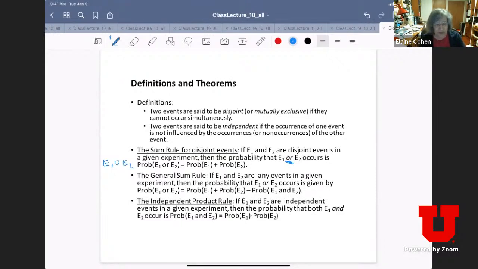So we also have an independent product rule that says if two events are independent, then the probability of both occurring, that's E1 and E2 occurring, is their product.